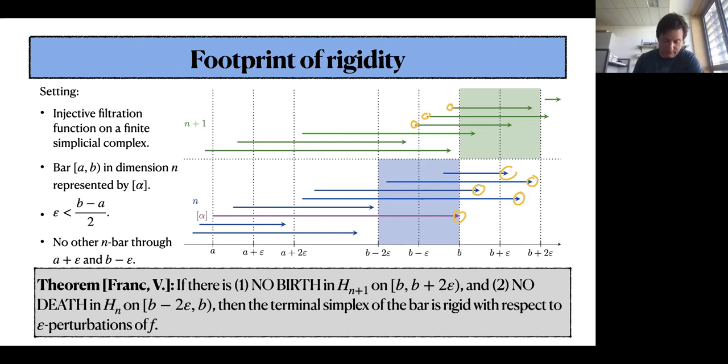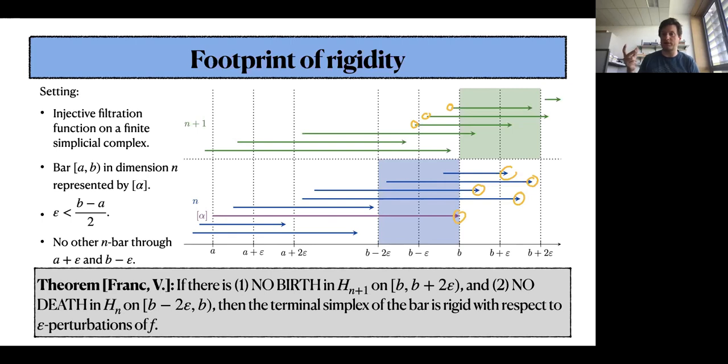But what the theorem states is that if you have no birth here, in this green part, so this is the first condition, and no deaths here, then your critical simplex terminating this bar is rigid. And that's nice because it tells you that even if I perturb my filtration function, the critical simplex terminating it will be rigid. And that's important if you're interested in locating representatives of this bar.